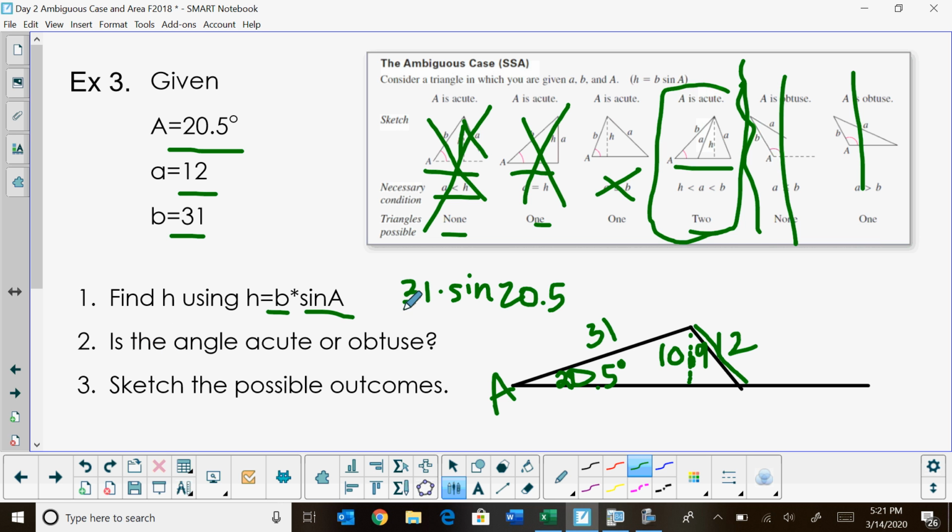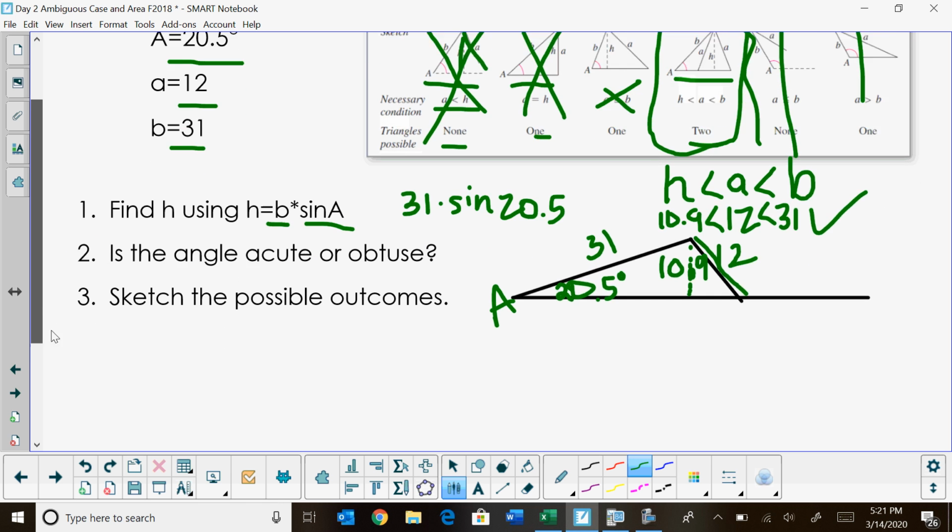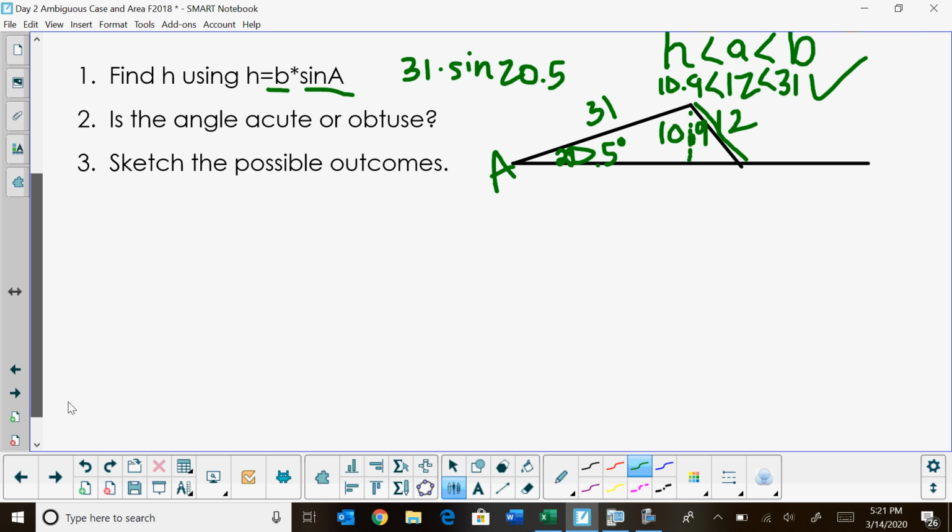So we just found out that A is greater than the height, which is 12 bigger than 10.9, but it's less than B, and A is less than 31. So let's plug it in. We got 10.9 is less than 12 is less than 31. This is a true statement, so this is a 2 scenario. Now let's solve for those 2 possibilities.